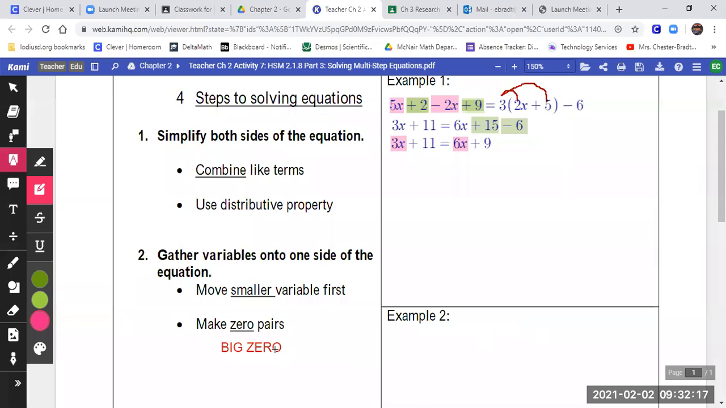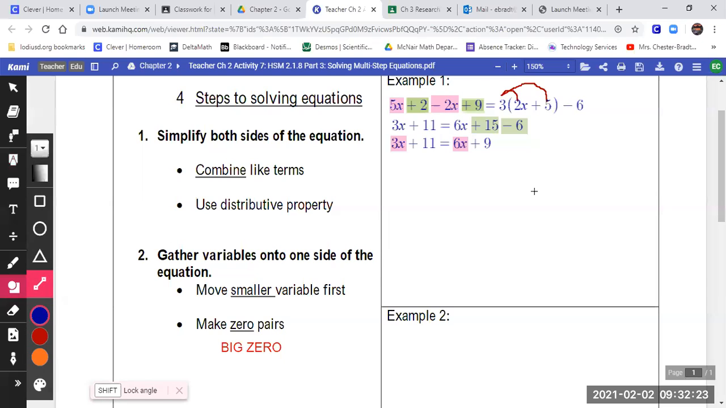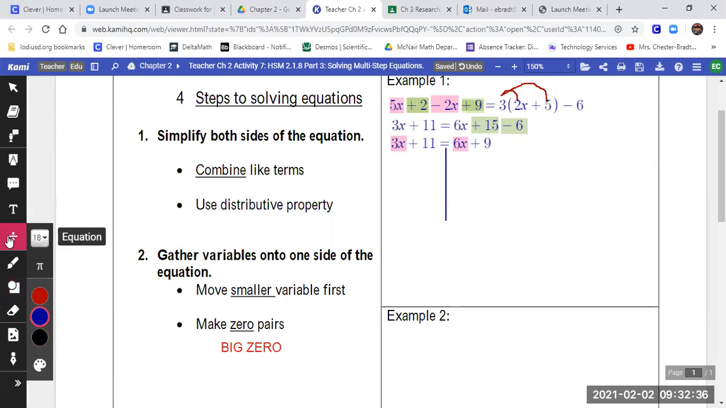We're making our big 0 now. So what do I need to do to turn that 3x into the big 0? How could I turn a positive 3x into a 0? What am I going to combine on both sides so that the 3x becomes 0?